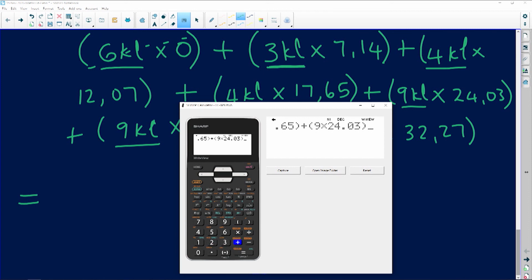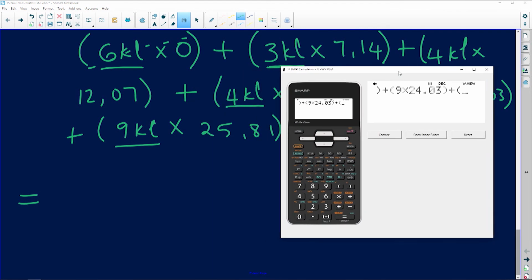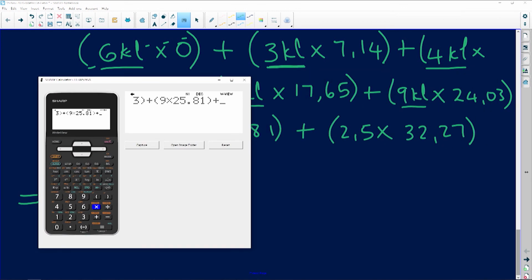0.03 plus 9 times 25.81 plus 2.5 times 32.27. That gives us 669.535.